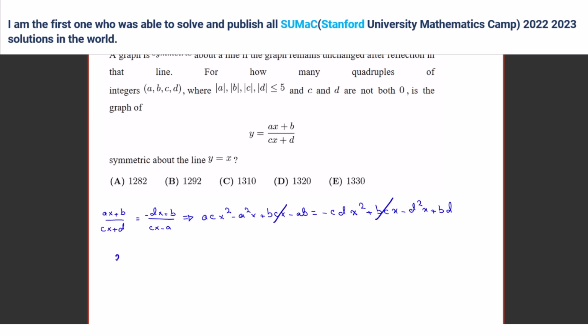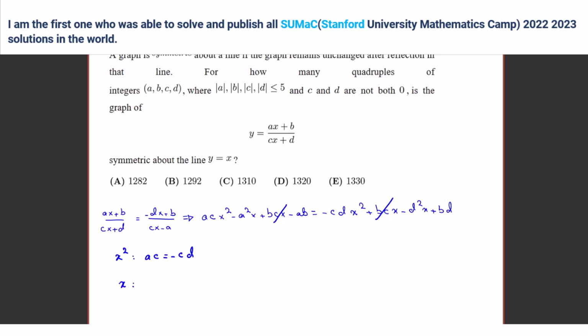Let's consider the coefficient of x squared. Then what is equal to what? AC minus A squared equals negative CD. No, why ac minus a squared? A squared is the coefficient of x, not x squared. Oh, sorry. AC equals negative CD. AC is equal to negative CD, right?